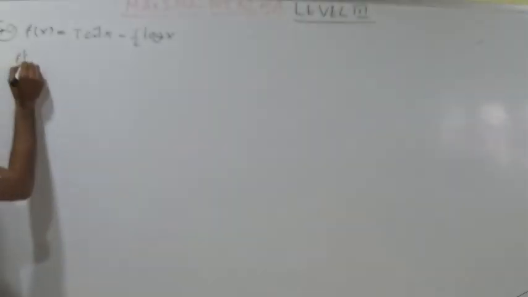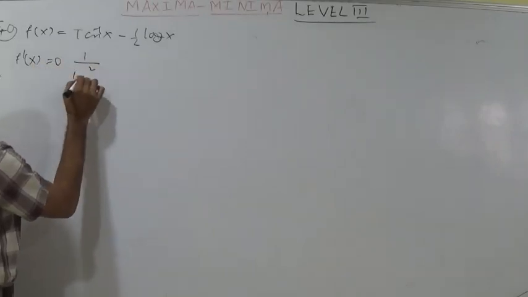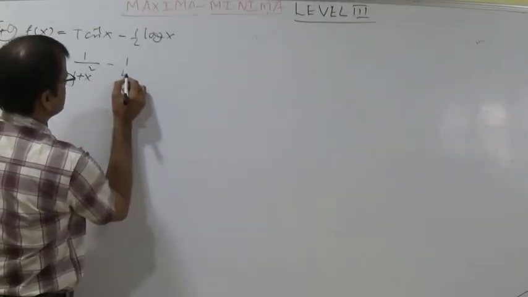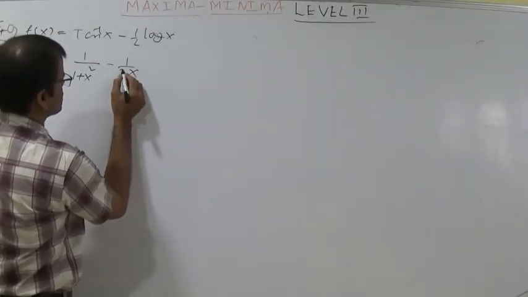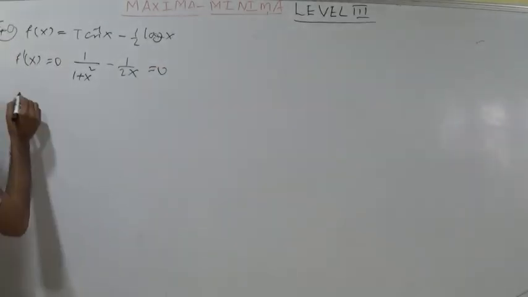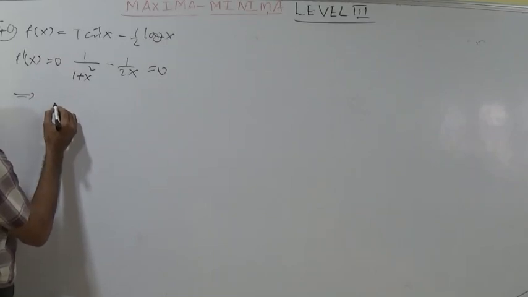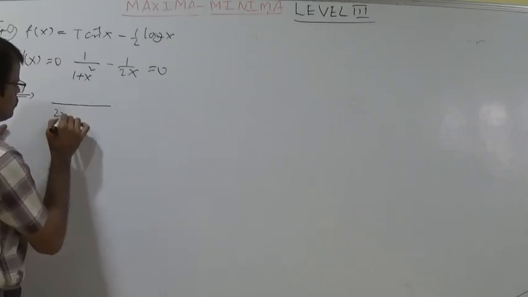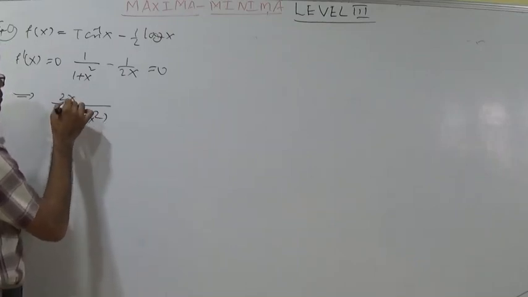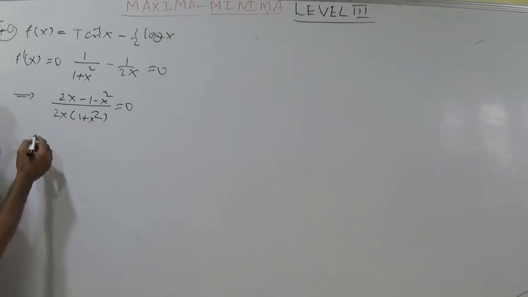f dash x is equal to 0. The derivative of tan inverse x is 1 by 1 plus x square, minus 1 by 2x, because log's derivative is 1 by x, equal to 0. That implies, taking 2x common, 2x by 1 plus x square into 2x minus 1 minus x square equal to 0.